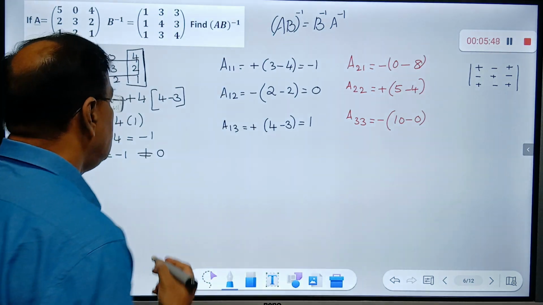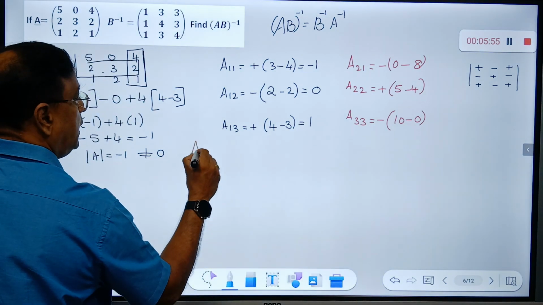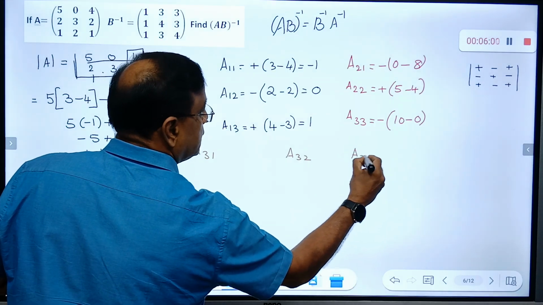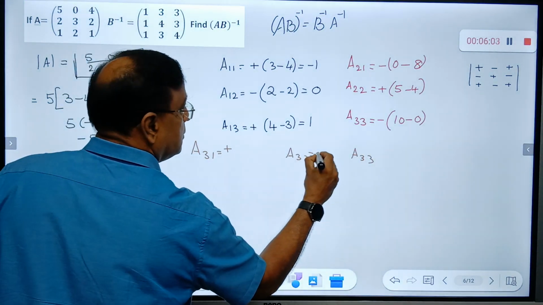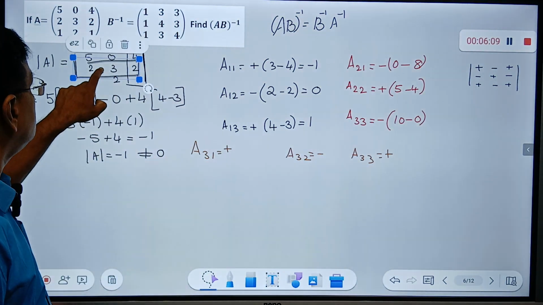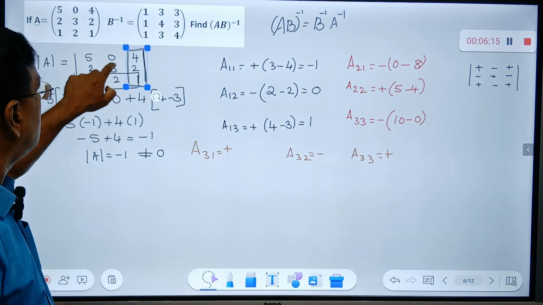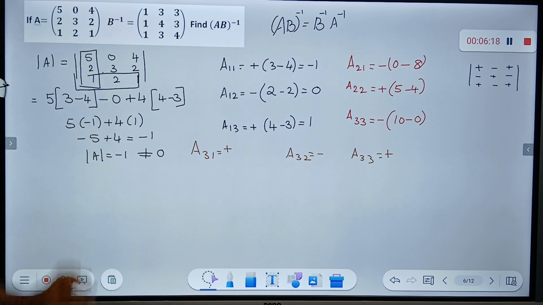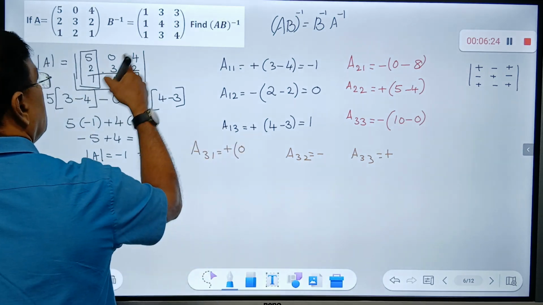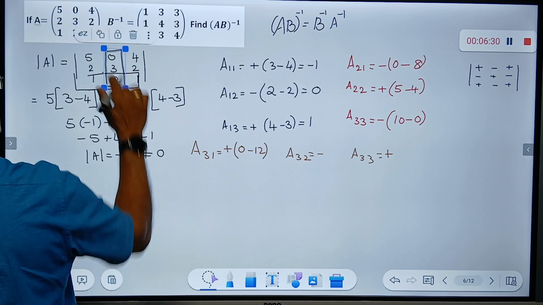Now for example, I want to find A31, then I want to find A32, and I want to find A33. What's the sign? Plus, minus, and plus. Now A31, what should I do? Bring this to row 3 and bring this to column 1. Okay, so now if you multiply, what do you get? You get 0 minus 12. Now go to the next column. What is the procedure?